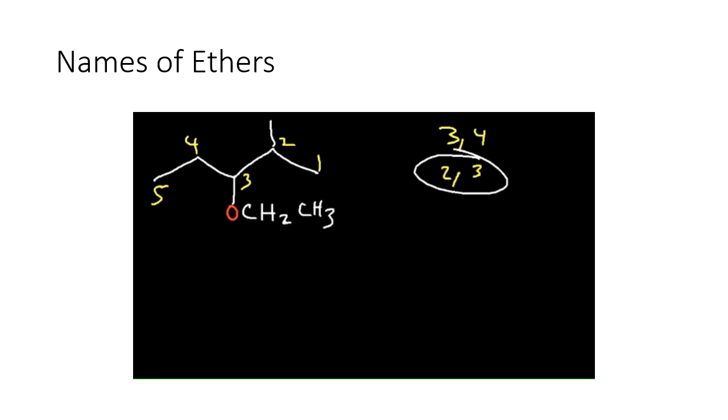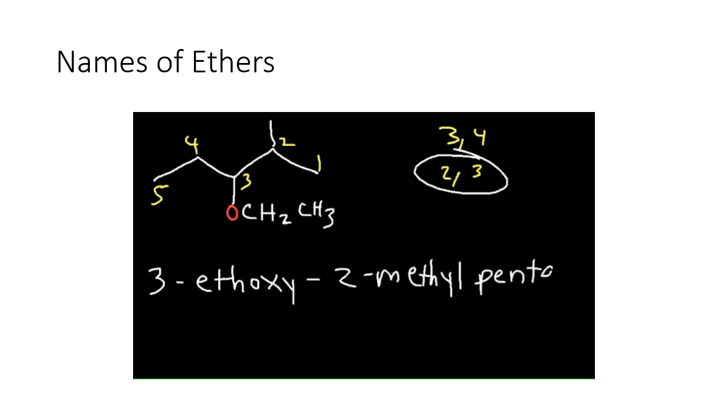So now we got to alphabetize it. Which one comes first, ethoxy or methyl? E comes before M, so we're going to put the ethoxy group first. So it's 3-ethoxy dash 2-methyl, and for a 5-carbon chain, it's pentane. So this is the answer.